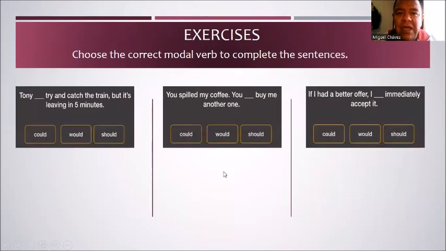Then let's check if we understand more or less the uses and structure of these modal verbs. In this exercise, you have to choose the correct modal verb to complete the sentences. For exercise number 1, a volunteer, please. A volunteer for the first one.